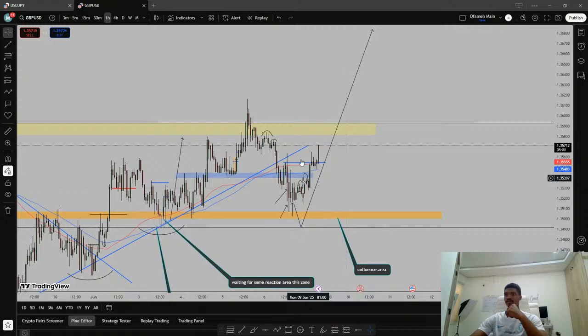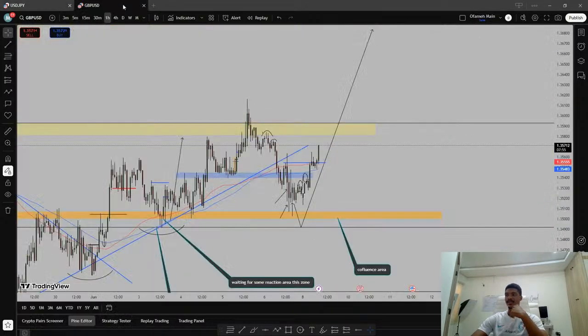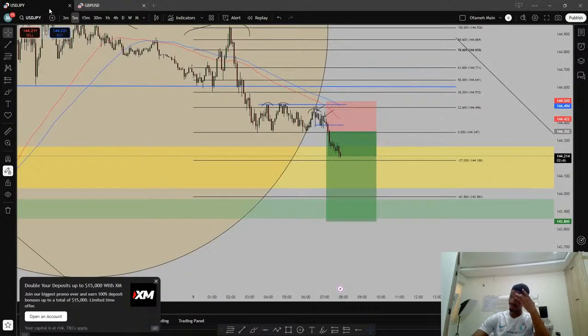Well, we're already on USD JPY, so no stress. If you don't catch the brother, you catch the sister. So we're already on GBP USD JPY. Let's see how it goes.